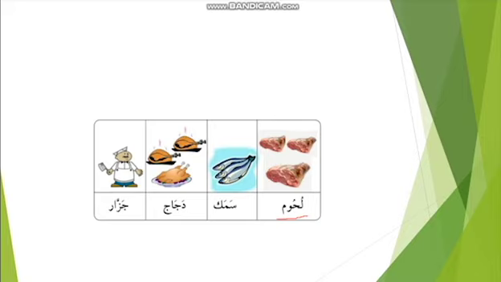لحوم is meat. سمك is fish. Repeat after me. دجاج is chicken. جزار is butcher. Repeat after me. لحوم. سمك. دجاج. جزار. جزار is butcher.